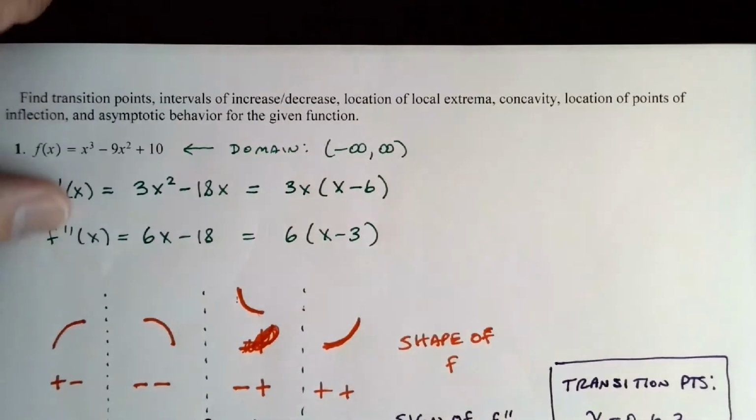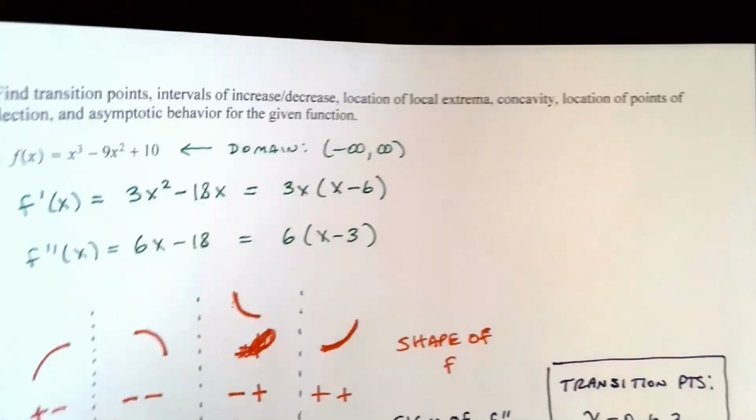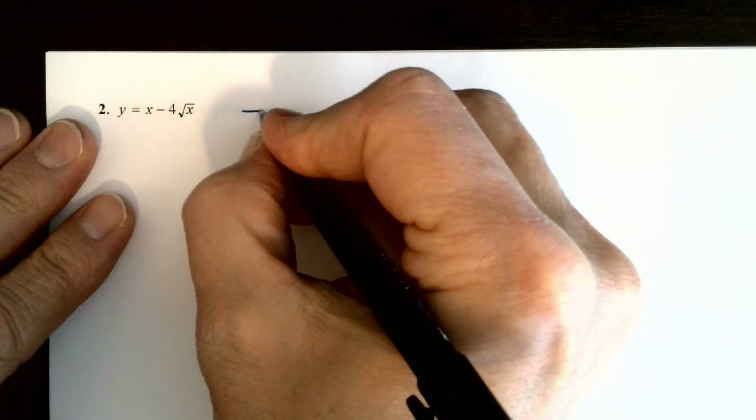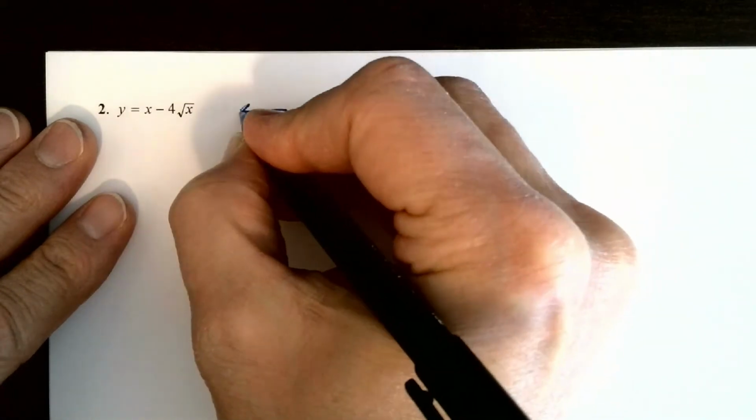Okay, so that's the way we will algebraically analyze a graph. Let's look at a couple more examples. This is not a polynomial function, it's got a square root involved in it. And notice the domain is affected by that because of the square root of x. What's our domain for this function?